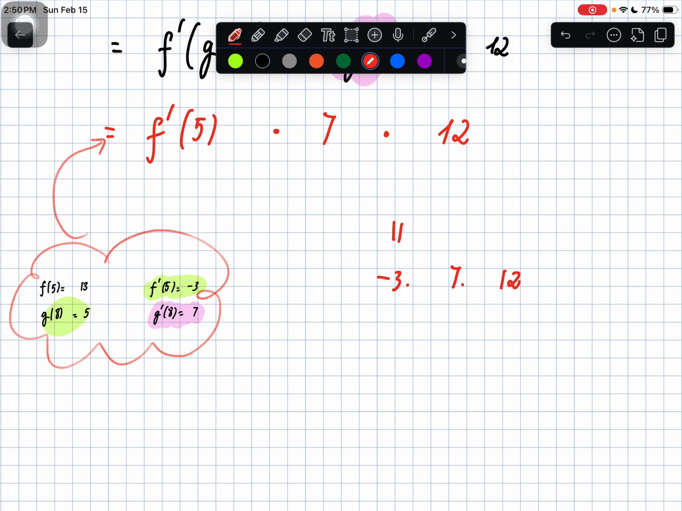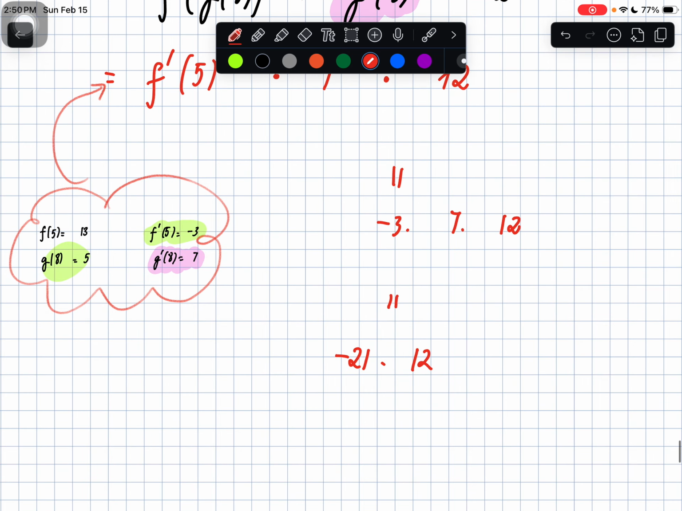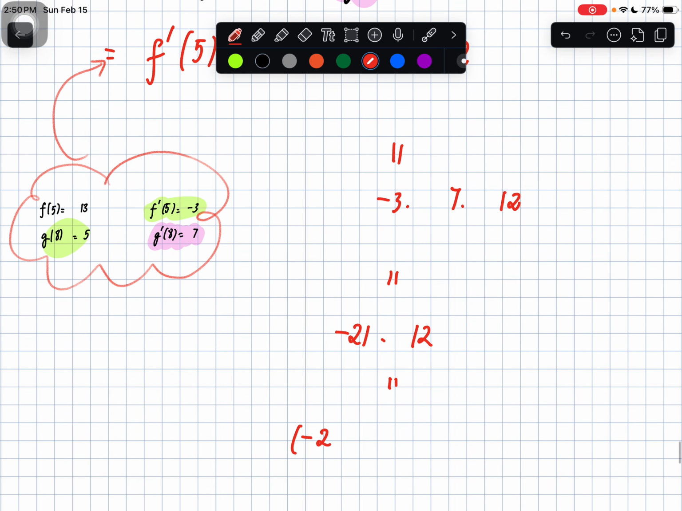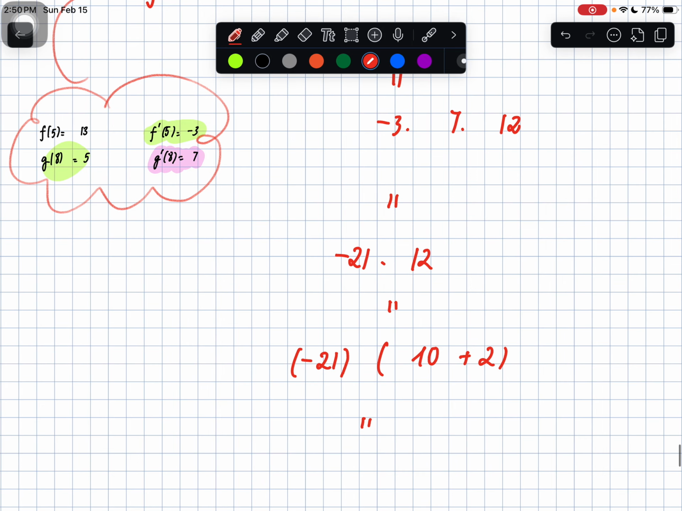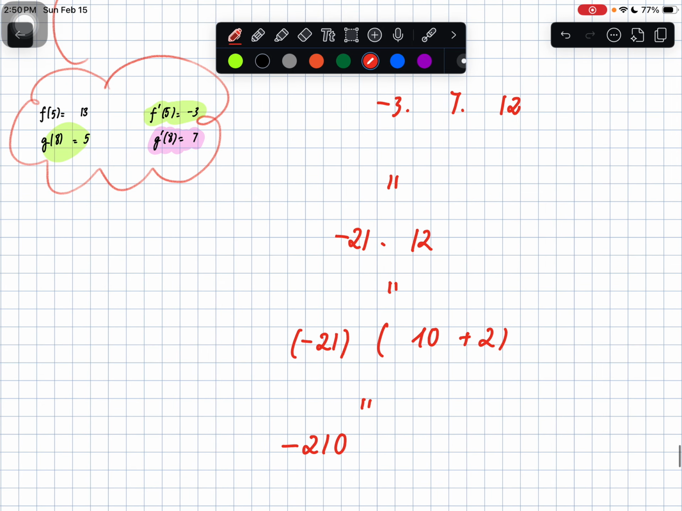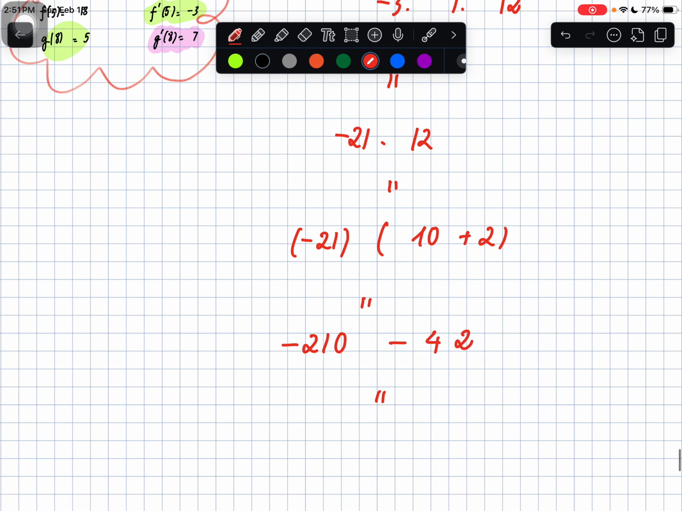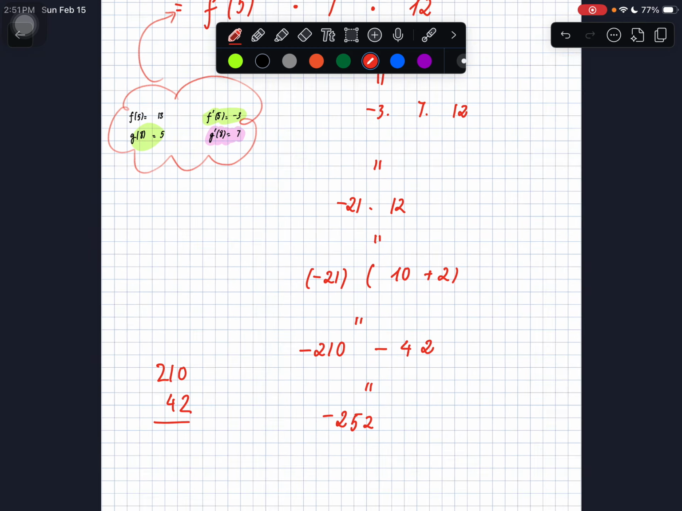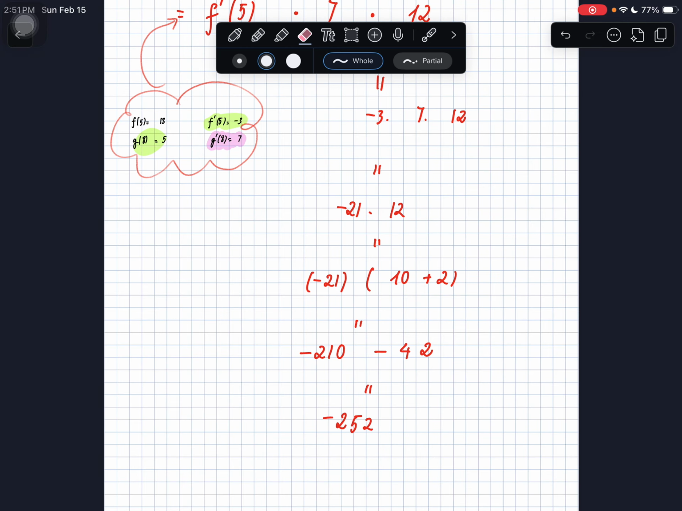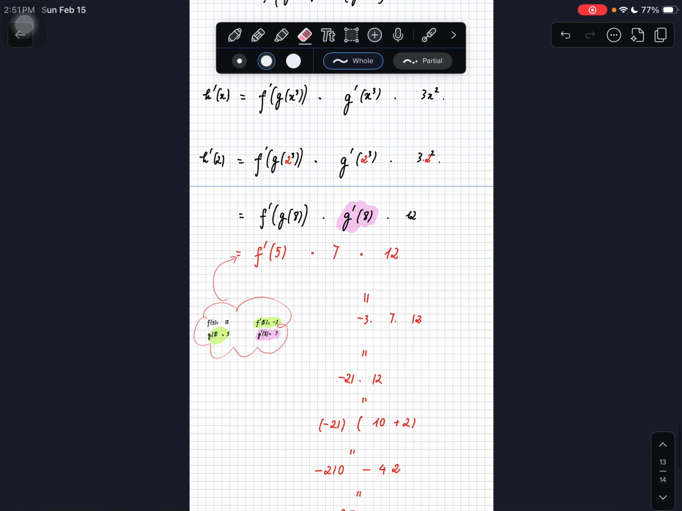So you compute that, you have minus 21 times 12. I do it like this: minus 21 times 10 plus minus 21 times 2, which is minus 210 minus 42, so minus 252. Yeah, so that is the answer for h'(2).